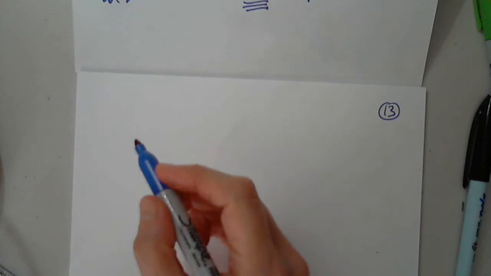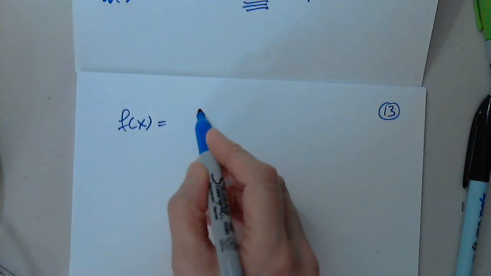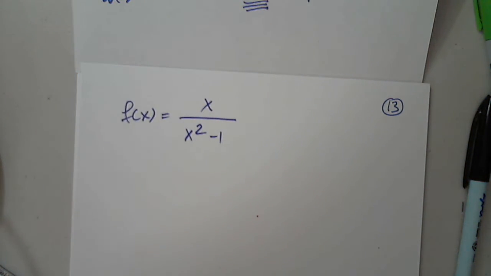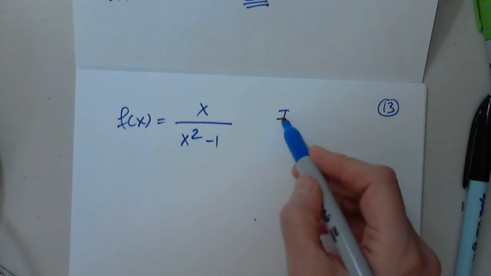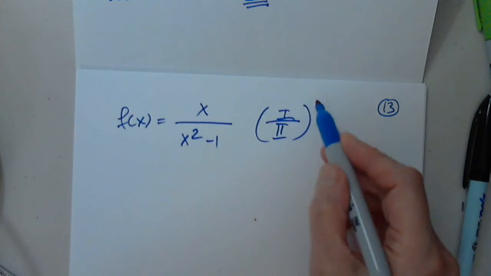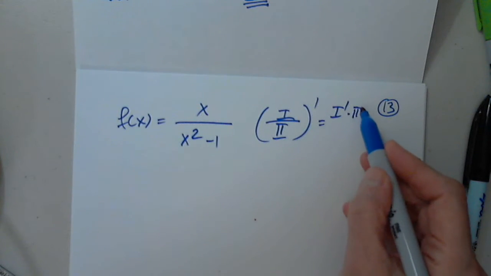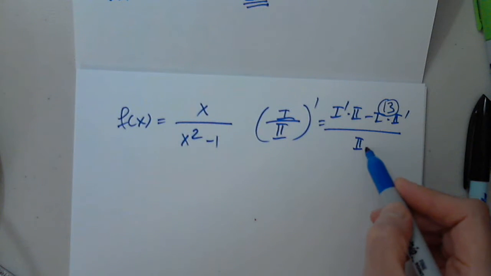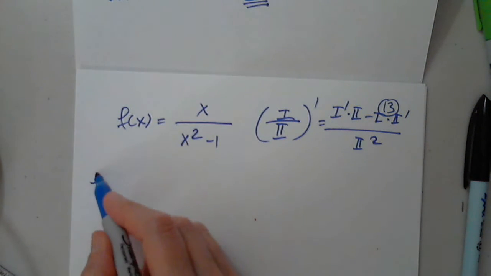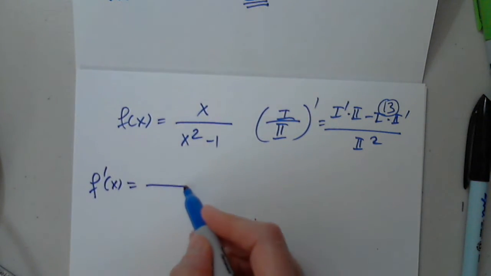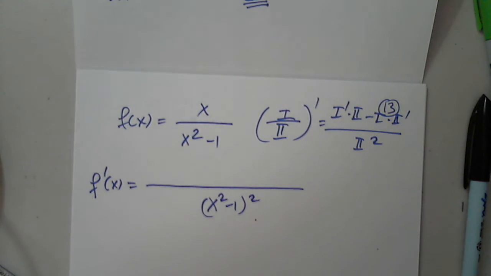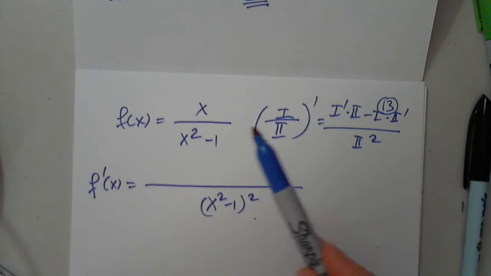Okay, quotient rule. I want to look at f of x equals x divided by x squared minus 1. If you're using my method of 1 over 2 prime, you will say 1 prime times 2 minus 1 times 2 prime over 2 squared. So let's write f prime of x. I will immediately square the denominator. And now, according to this rule, I differentiate the top.